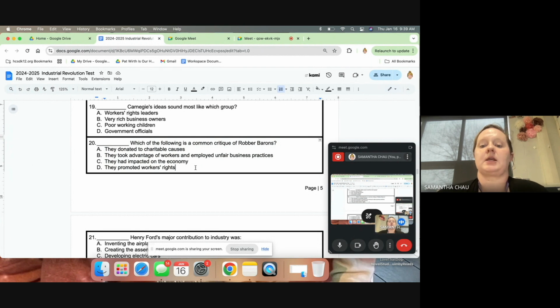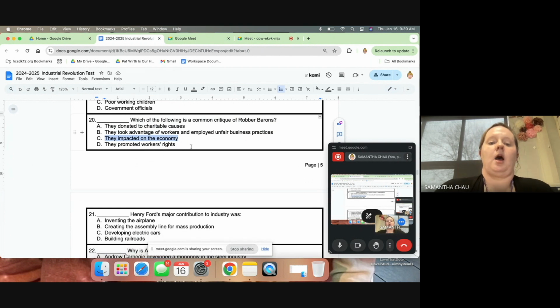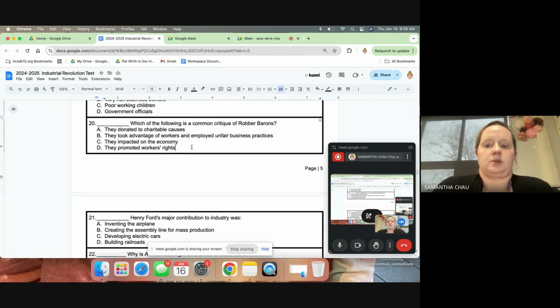Which of the following is a common critique of robber barons? They donated to charitable causes. They took advantage of workers and employed unfair business practices. They had impacted the economy. Again, it's not that one. Let me cross it off. It's not C. Don't pick C, I'm going to tell you that. And D, promoted workers' rights.